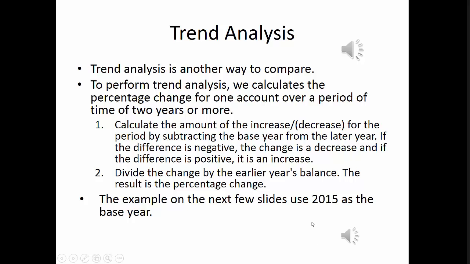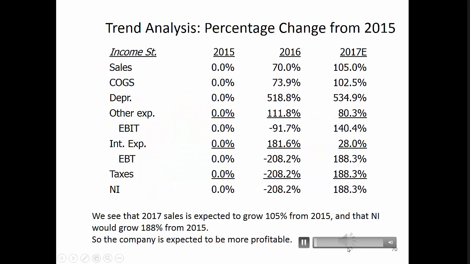In the next few slides, we're going to use 2015 as the base year to show you the trend analysis application. In this income statement, you see the percentage change of every account from its amount in 2015. So that's why in the column of 2015, it's always 0, because we are using 2015 as the base year. Then in 2016, sales increased by 70%. And sales is expected to grow over 105% over the 2015 number in 2017.